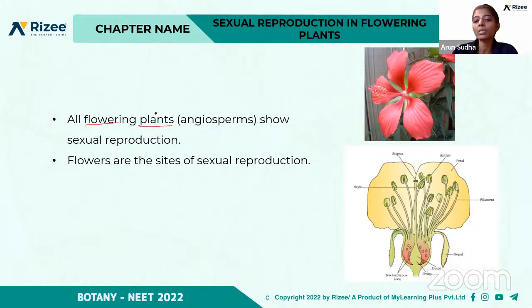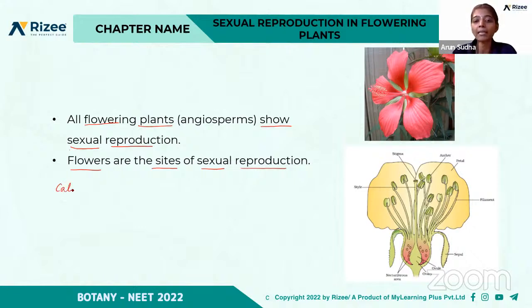whatever plants we see around, most of the plants have colorful flowers, right? So what is the role of flowers? So flowers are the main agents that show sexual reproduction, right? So these flowering plants show sexual reproduction, and flowers are the sites of sexual reproduction. So they have the male and the female reproductive structure. So we already saw in detail about the structure of the flower, right? So there are 4 whorls.